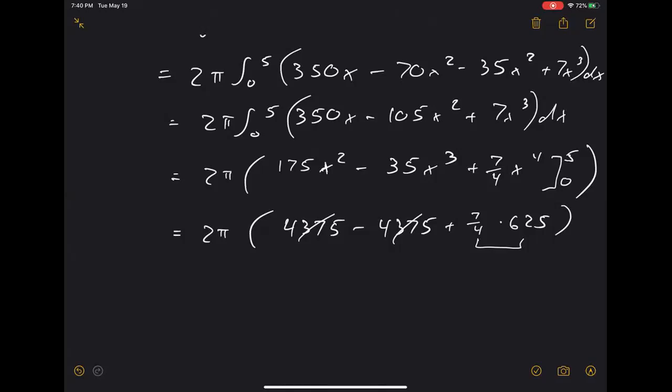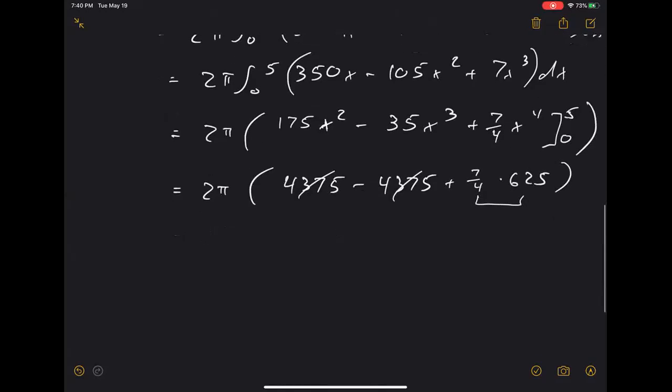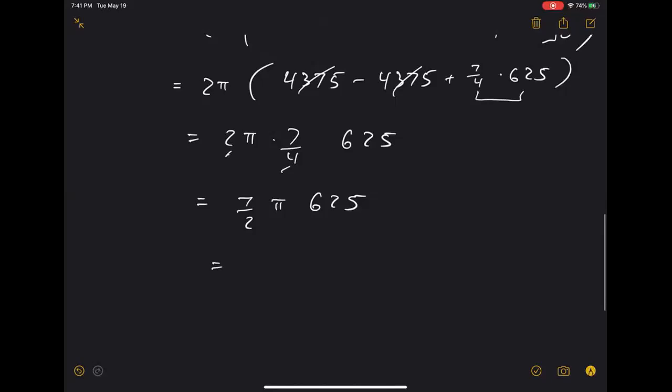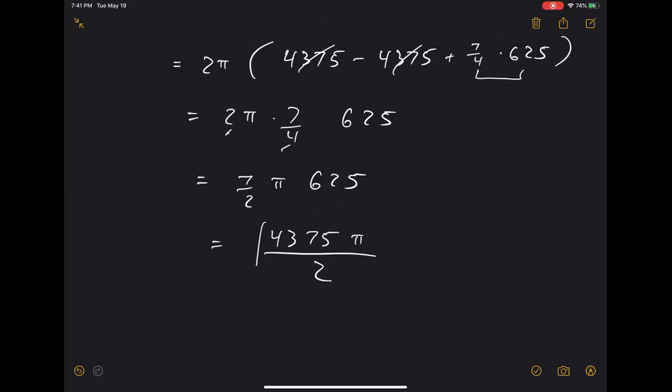Okay. So let's now simplify 2 pi times 7 over 4, 625. I got this 2 here, got a 4 here, so that's 7 over 2 pi times 625. Let's see if that simplifies at all. Yeah, that doesn't simplify at all. The only thing we can do is multiply 7 by 625, and we should get 4375 pi over 2. And that's the volume. That would be the final answer.